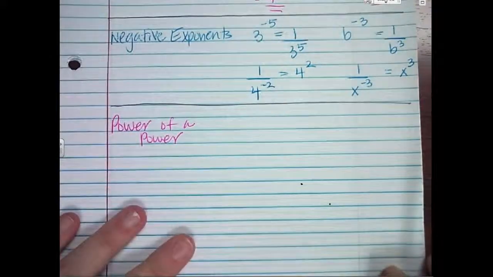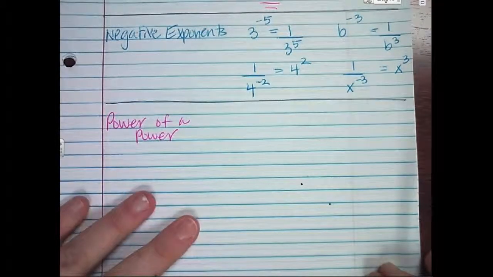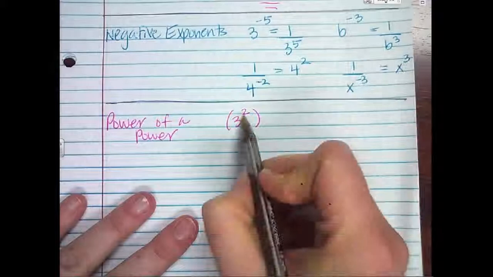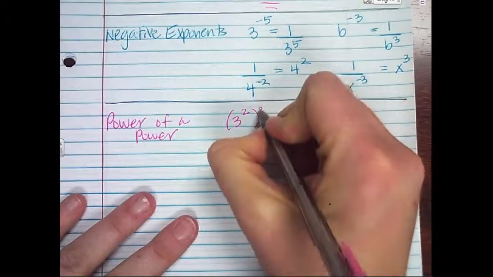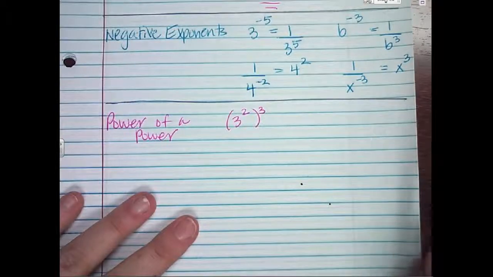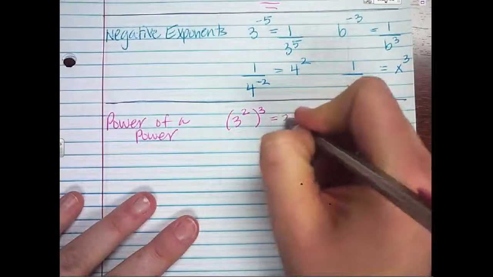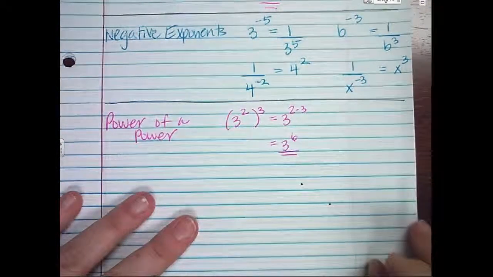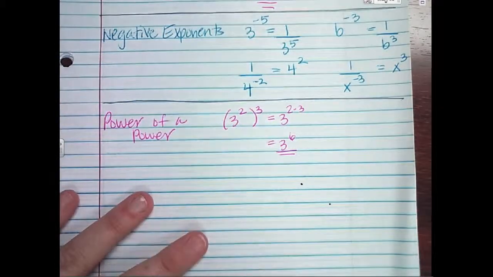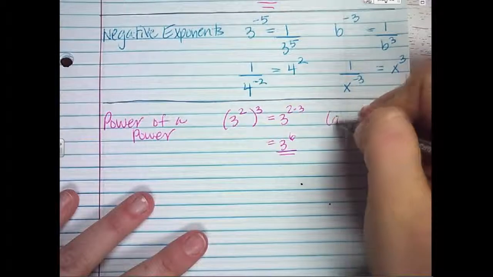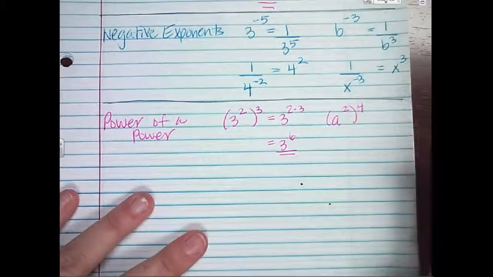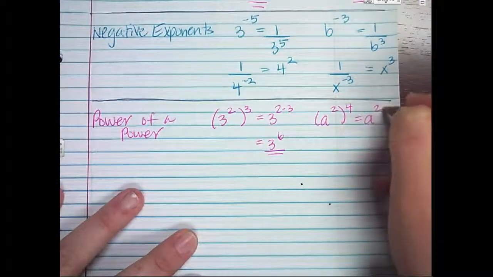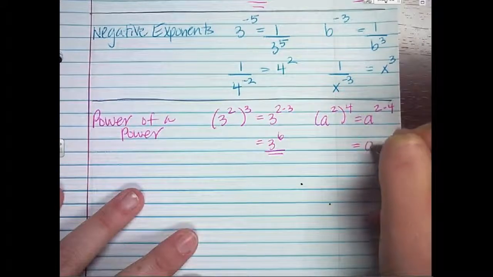Power of a power. Okay, so power of a power. This is like if I have 3 squared. Here's the power or the exponent, and it's raised to another exponent or power. Okay, so here I multiply. So this becomes 3 to the 2 times 3, which equals 3 to the 6th. Okay, I multiply them. So if I have a to the 2nd, and that's all raised to the 4th, that would be a to the 2 times 4, which equals a to the 8th.